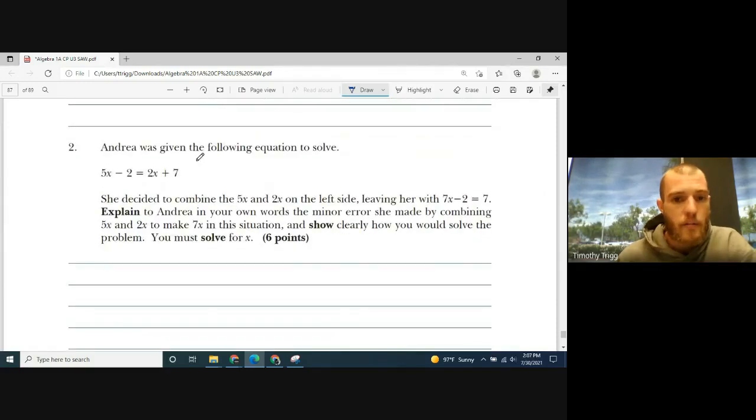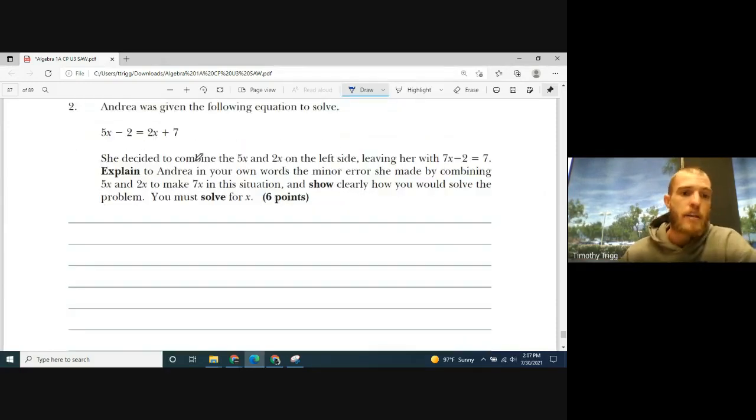Andrea was given the following equation to solve: 5x minus 2 equals 2x plus 7. She decided to combine the 5x and 2x on the left side, leaving her with 7x minus 2 equals 7. So you could see what Andrea did, this is a mistake, by the way. She added the 2x and the 5x, and then she got 7x, right? That's actually wrong. You don't want to do that. The reason you can't do that is because they are on different sides of the equation.